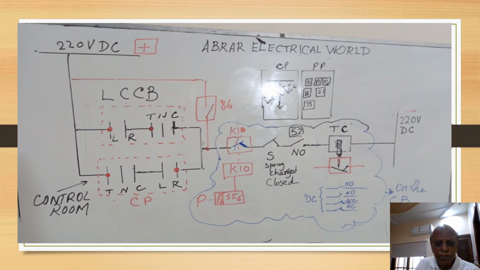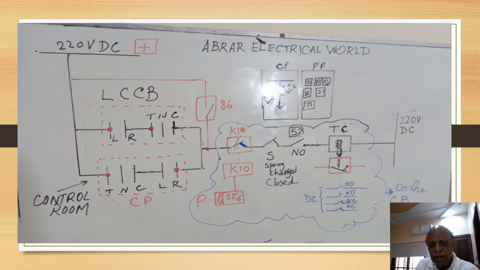Here you should remember that this is the contact of that 86 relay, the lockout relay, not the lockout relay itself. Here it is the contact of this. When the relay is energized from the differential relay or Buchholz relay or any other relay, then that coil will be energized and this will be on. So this is the normally off position.